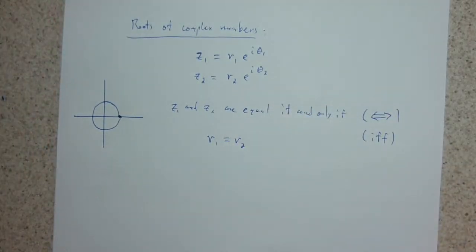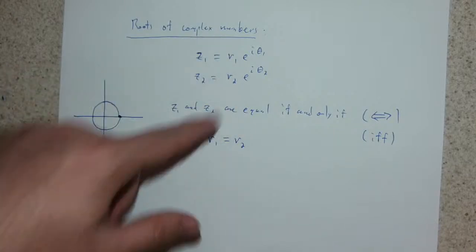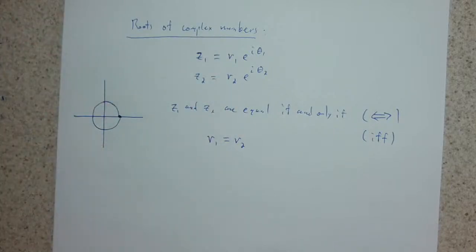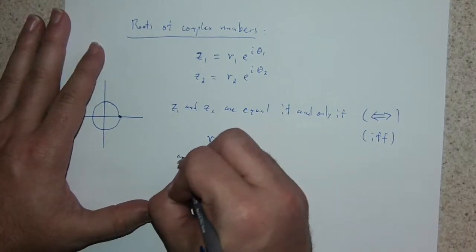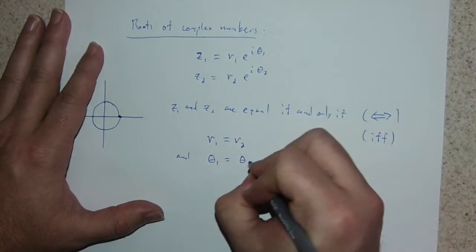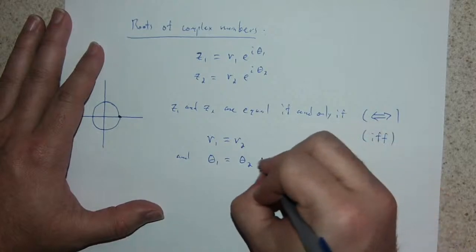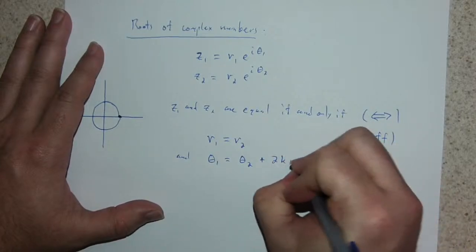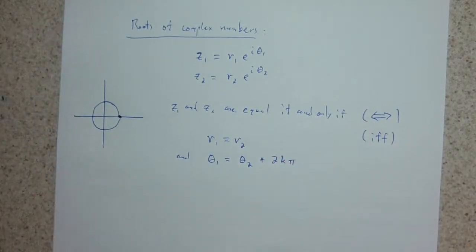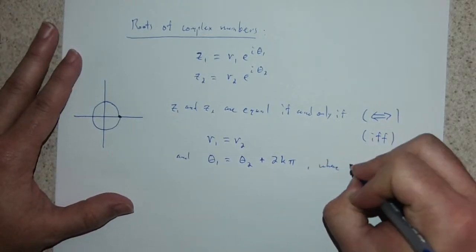That totally makes sense, because if you think about this as specifying a circle, then the radii of the circle have to be the same, or else the complex numbers are on different circles. One's further out from the origin than the other. And theta sub 1 is not necessarily equal to theta sub 2, of course. Theta sub 1 is equal to theta sub 2 plus some integer multiple of 2 pi, where k is some integer.